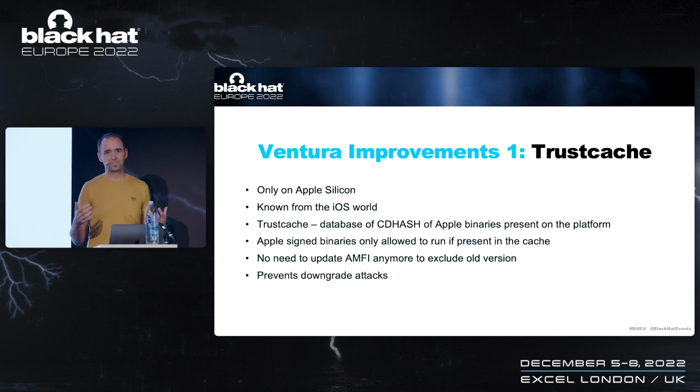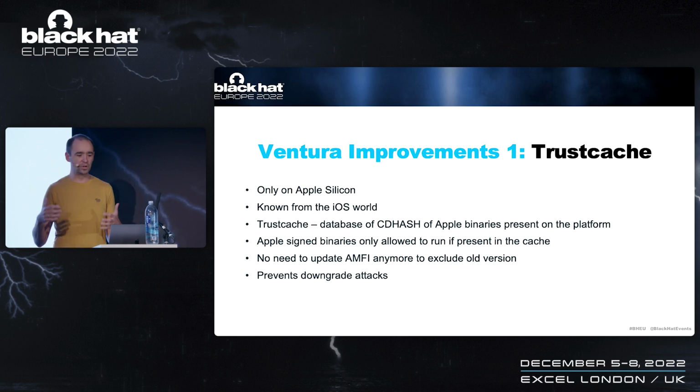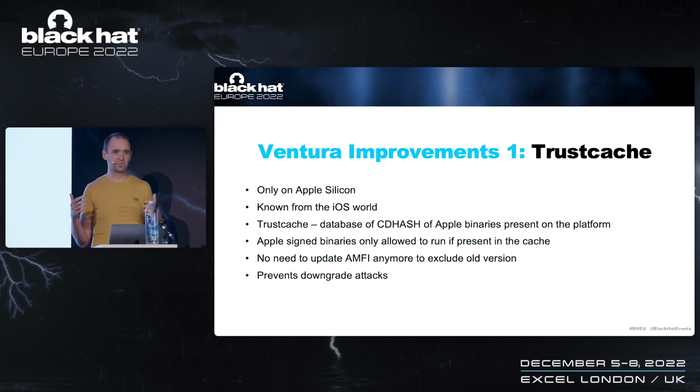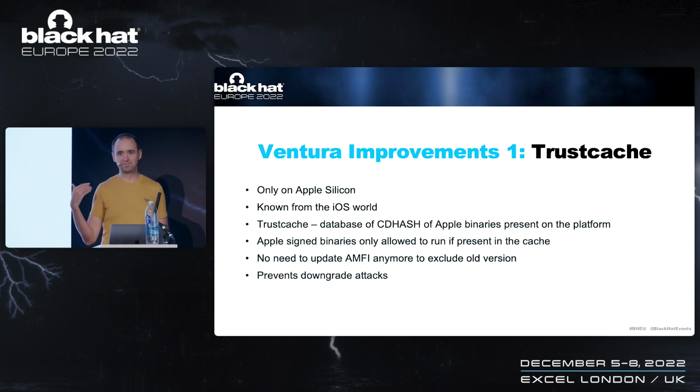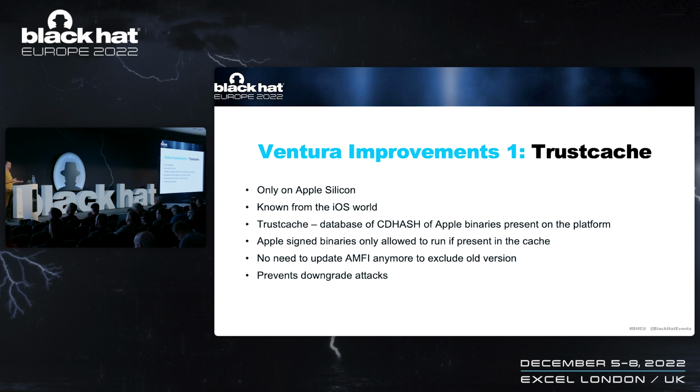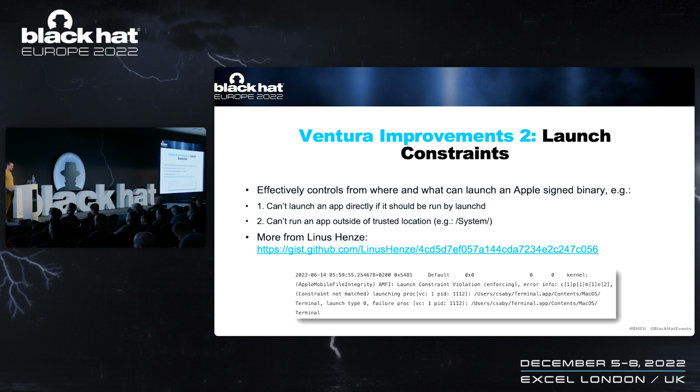The idea is that the Trust Cache will have all the hashes of all the Apple binaries present on the system. And if your binary is signed by Apple, it can only run if it's present in the Trust Cache, otherwise not. So it will prevent any downgrade attacks. So I cannot take, for example, the old Apple mobile backup utility from an old system because it will be blocked, because it isn't present in the Trust Cache. So this is pretty nice. Unfortunately, it's not on the Intel-based version, but I guess that will go away anyway in a few years.